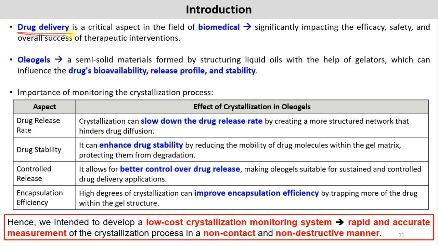Okay. Now these oleogels, depending upon the way they are being produced, may alter the drug's bioavailability, the release profile, and also the stability of the drug molecules. Okay. So this is how it can be related to the biomedical engineering process. Now, what are the aspects? As I already told you: drug release rate, drug stability, controlled release, and the encapsulation efficiency. They might be analyzed if we monitor the color parameters during the crystallization process. So, hence, we tried to develop a low-cost crystallization monitoring system which would give you rapid and accurate measurement of the crystallization process in a non-contact and non-destructive manner.